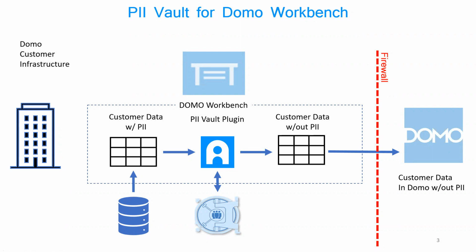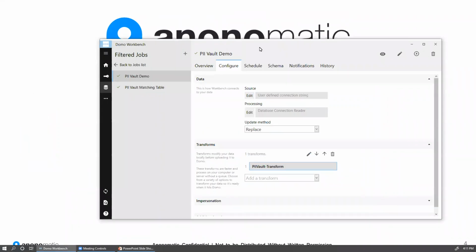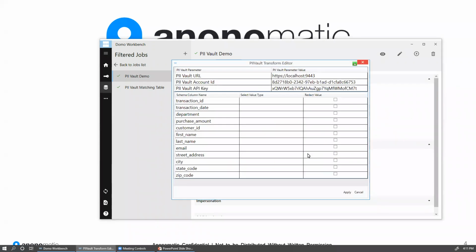Interested to see how all this works in a demonstration? We're more than happy to show you. So here is Domo Workbench. I have a job configured that is pulling data from an internal database, in this case, SQL Server. I've already defined that the PII Vault Transform plugin is there, and let's go ahead and take a look at some of the settings.